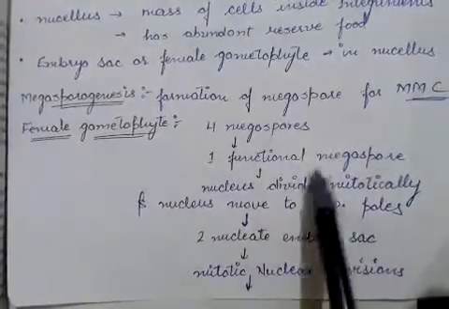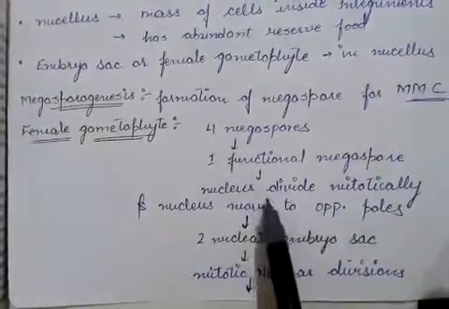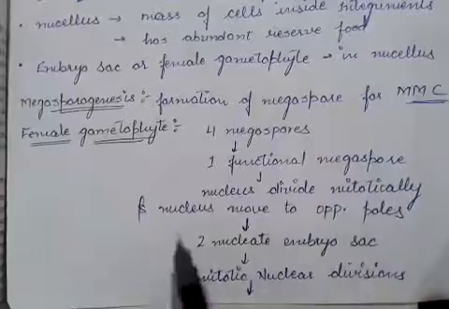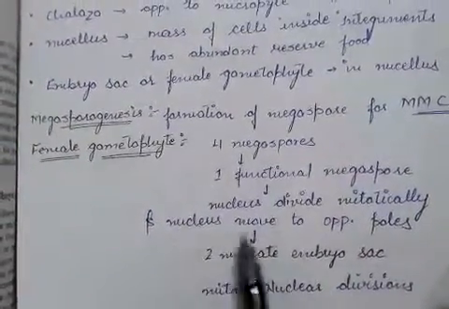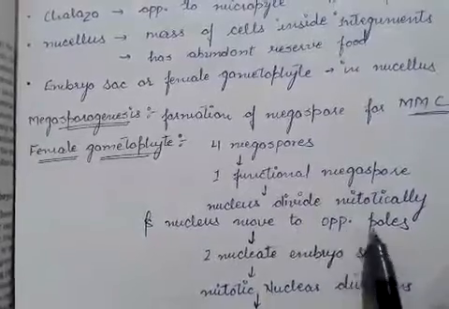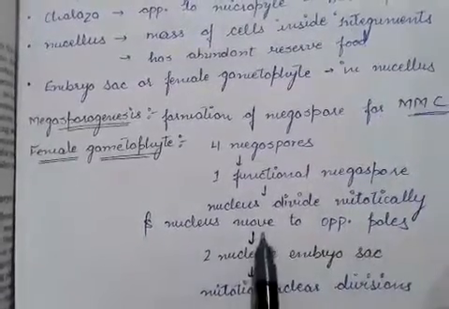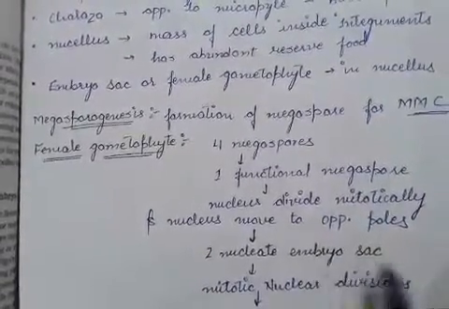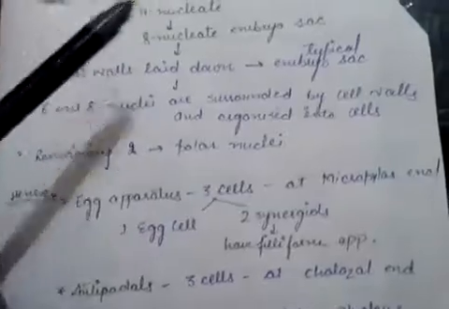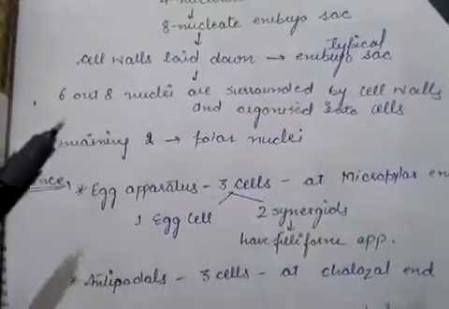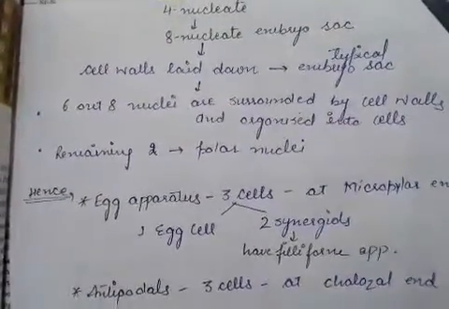and the functional 1 megaspore, its nucleus divides mitotically. Mitotically means equal division of the genetic material, and both the nuclei move to the opposite poles. As these two nucleate embryo sacs further undergo many nuclear divisions, it results in the formation of a 4 or 8 nucleate embryo sac.